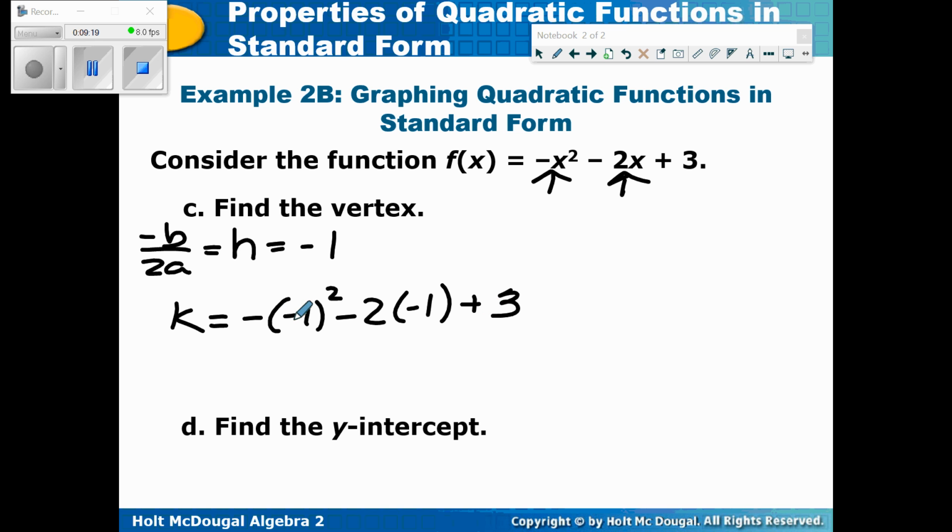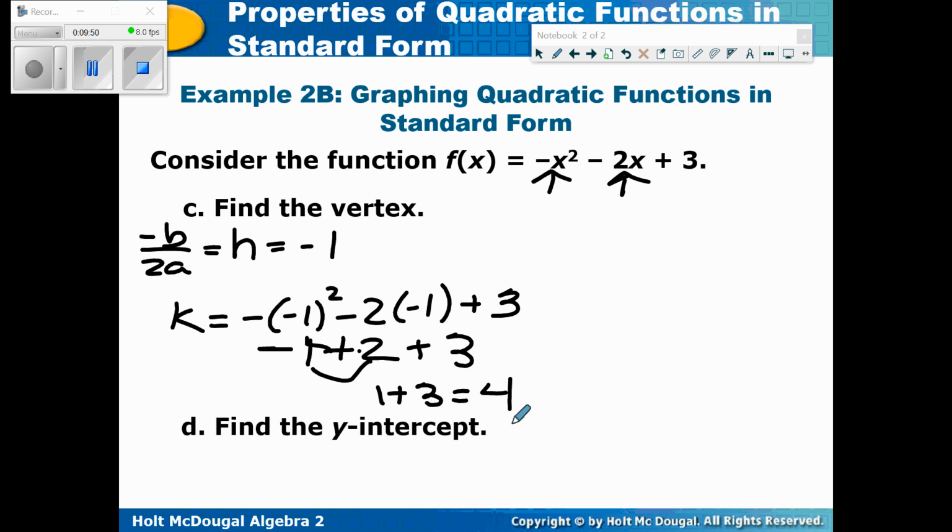We plugged in our H into each x value of the equation. Negative 1 squared is a positive 1. Positive 1 times negative is a negative 1. Again, negative 1. This becomes a plus 2, plus 3. Keep simplifying. This becomes 1 plus 3, which equals 4. So our K value is 4.